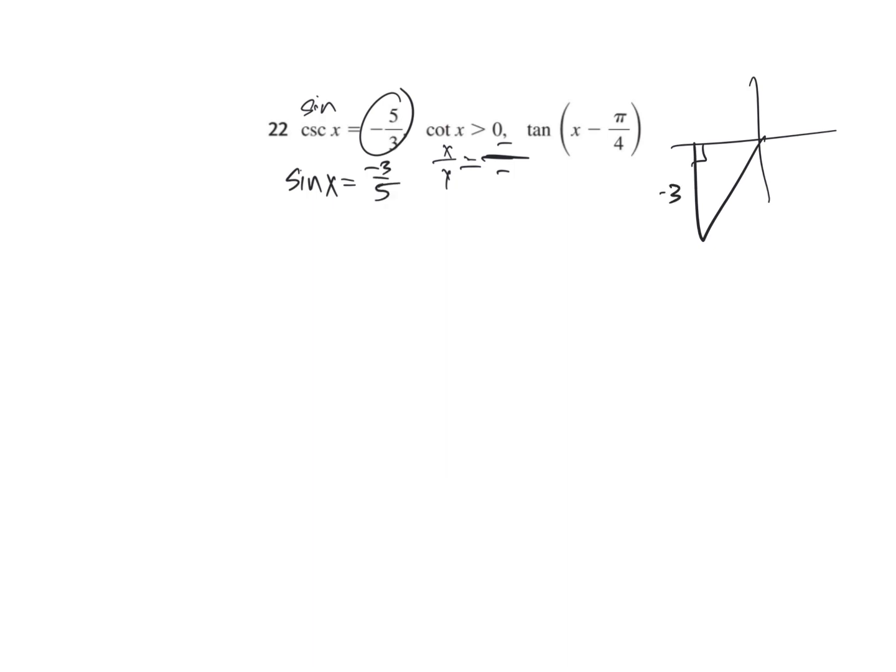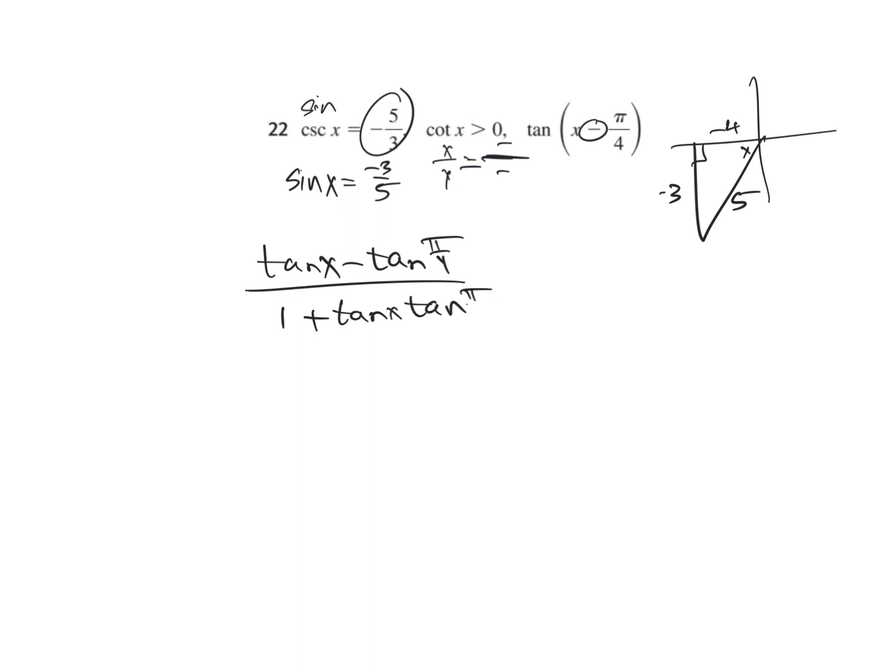So the opposite over hypotenuse. So this will be a negative 4 there if you do your Pythagorean theorem. All right, so now we have the tangent of a negative. So it's the tangent of the first minus the tangent of the second, all over 1 plus tangent of the first times the tangent of the second. So the tangent of x is opposite over adjacent, or positive 3/4. Tangent of pi over 4 is going to be 1.